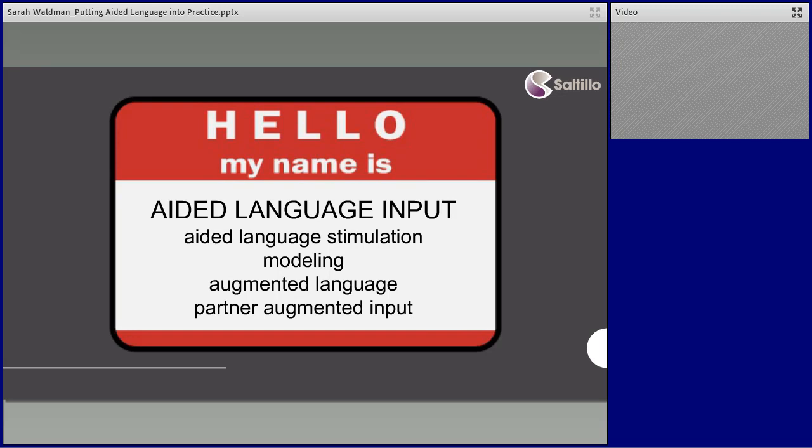There are some other names for aided language input. You may have heard some of these other names, or you may hear me interchange between some of these today. Just to avoid confusion, I wanted to make sure you know the different terms. Some people may call it aided language stimulation, just good old-fashioned modeling. You might hear augmented language, or partner augmented input is another.